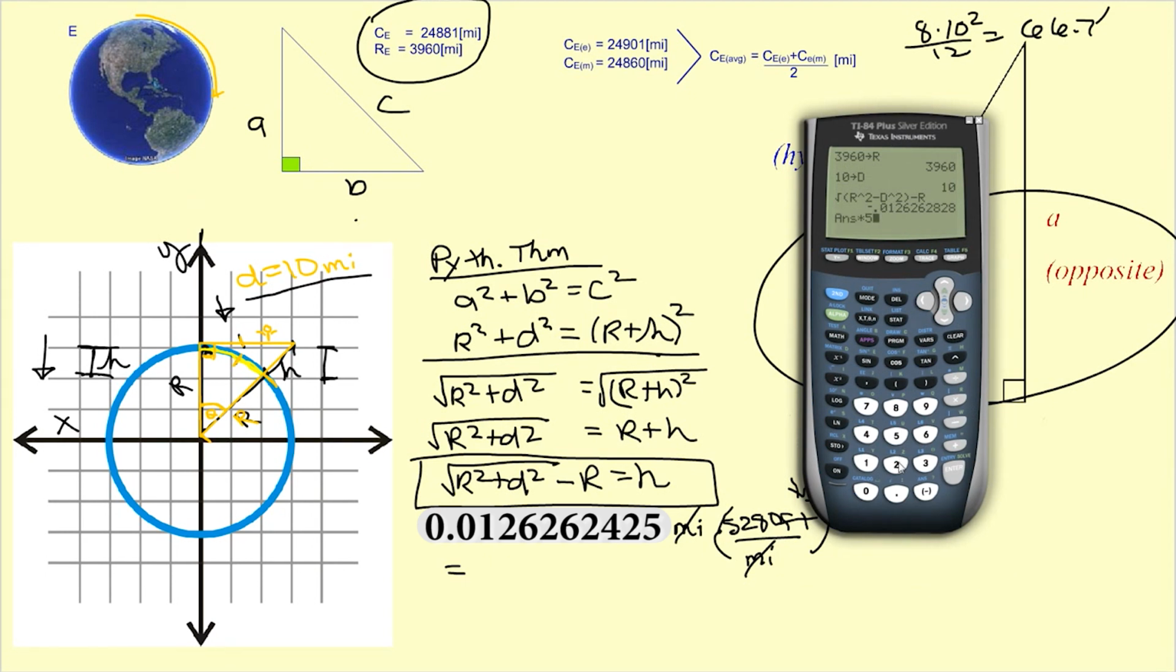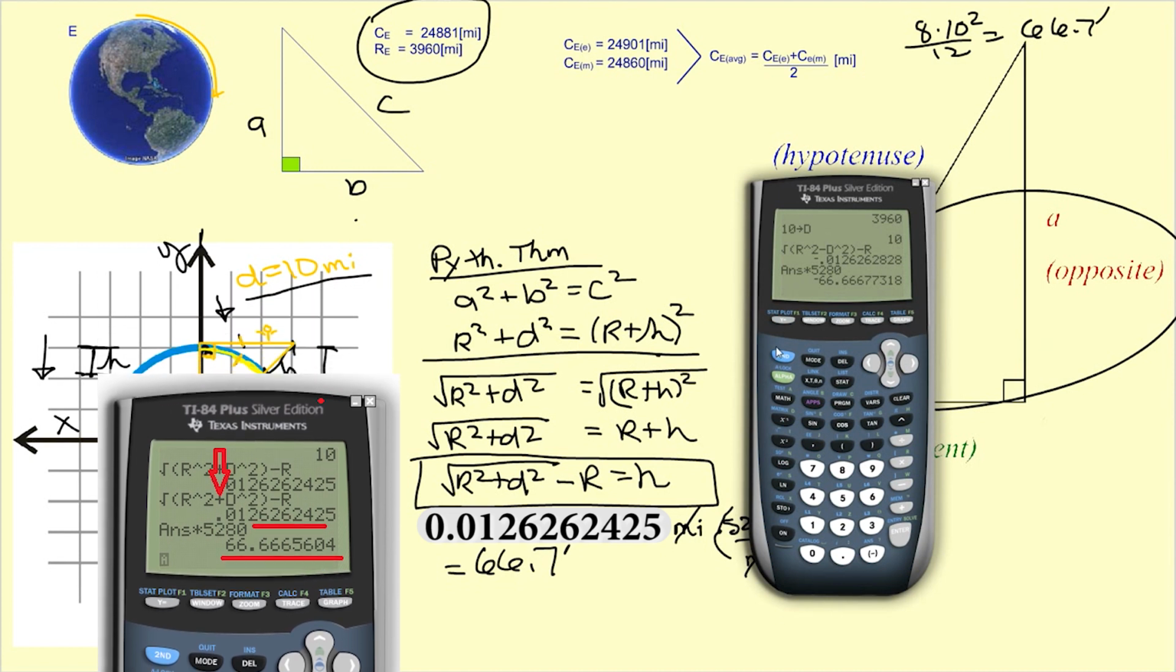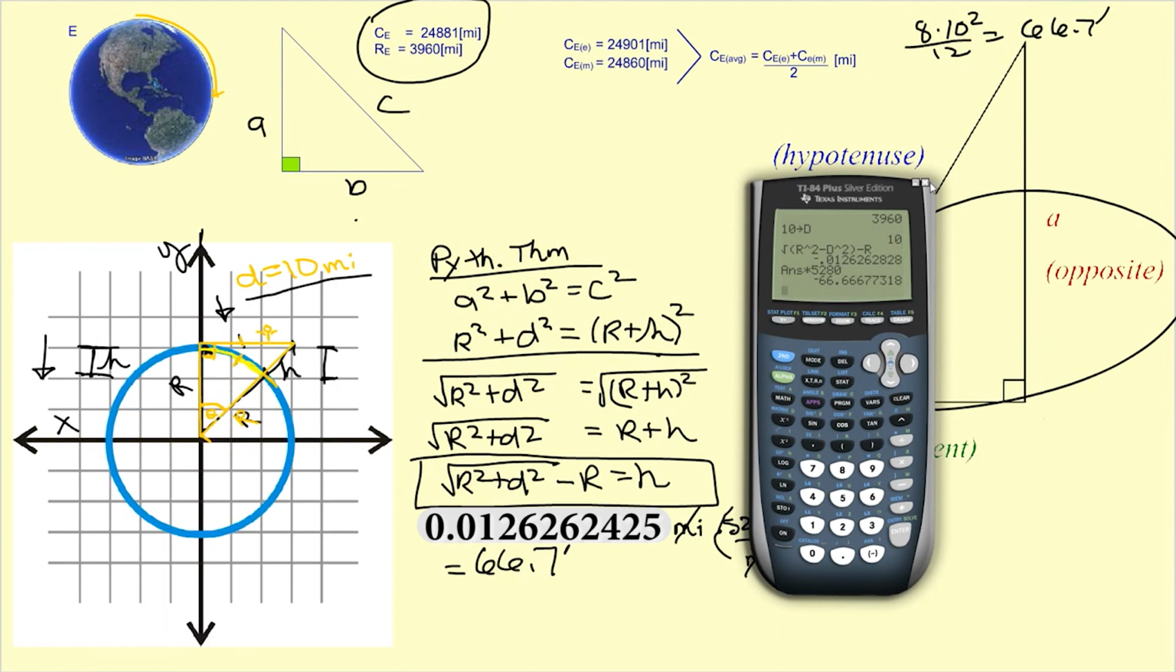Times 5280. And what do you know? There was a drop of 66.7 feet. It's the same. Well, 8 inches per mile squared must be the same, right? Well, that's what we're going to talk about. But let's go one step further.